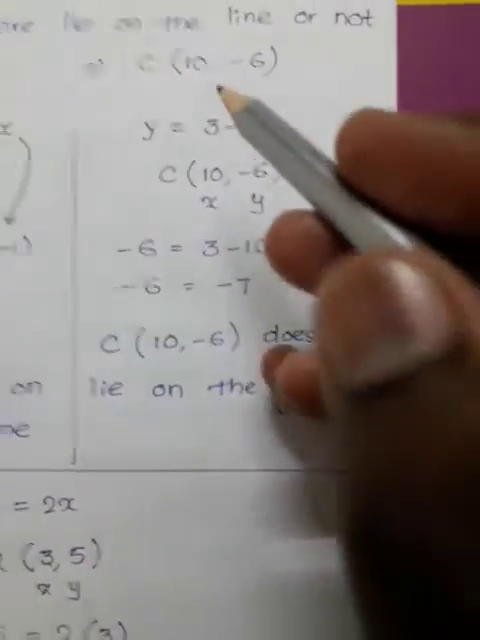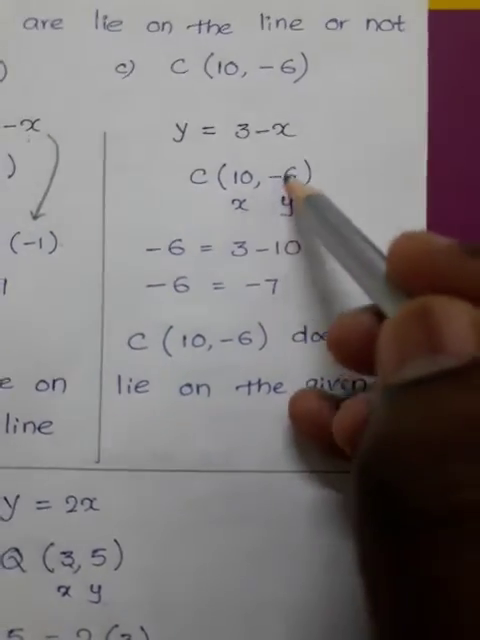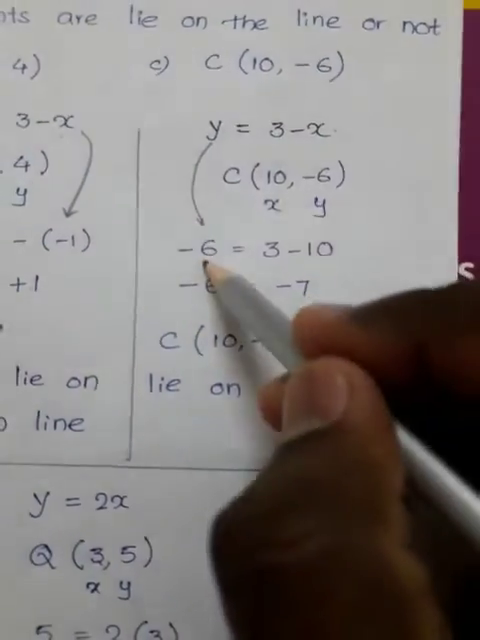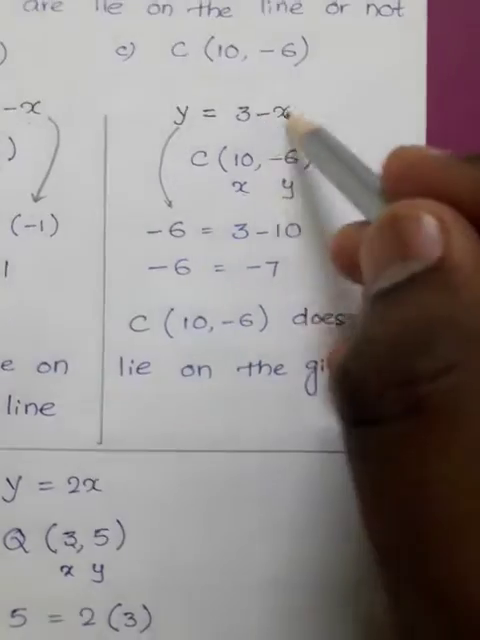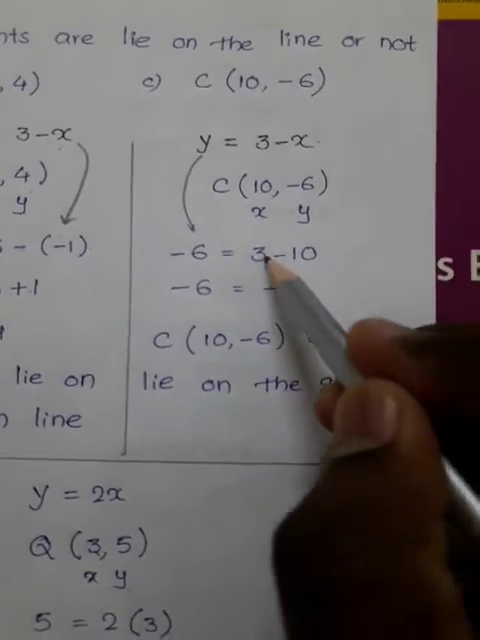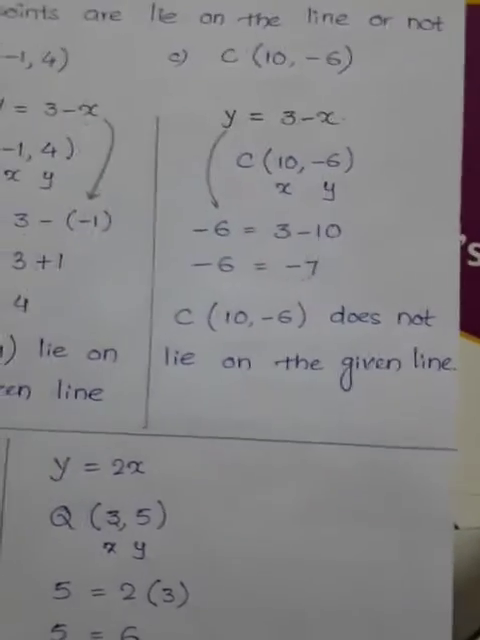Now number C. The coordinate is 10 and minus 6, so the x value is 10 and the y value is minus 6. Now look here. In place of y, I wrote minus 6. Here is the 3. In place of x, I wrote 10. So here is the minus 6. 3 minus 10, how much? Minus 7. So minus 6 here. The left side is minus 6 and the right side is minus 7.